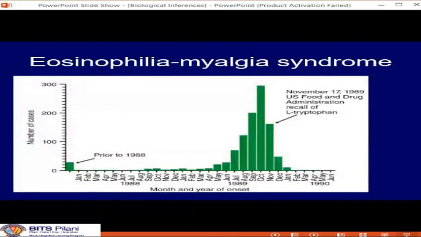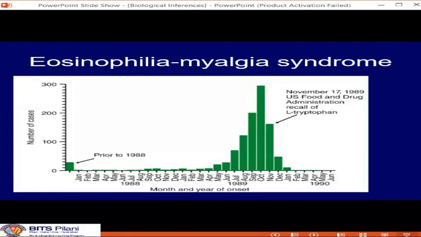This is another example. In the 1990s, people in the US started having unexplained aches and pains in large numbers, and the only odd thing was that most of them had a high eosinophil count. So people called this eosinophilia myalgia syndrome. There was a supplement called L-tryptophan available in the market, and scientists began to study whether L-tryptophan was actually causing eosinophilia myalgia syndrome.